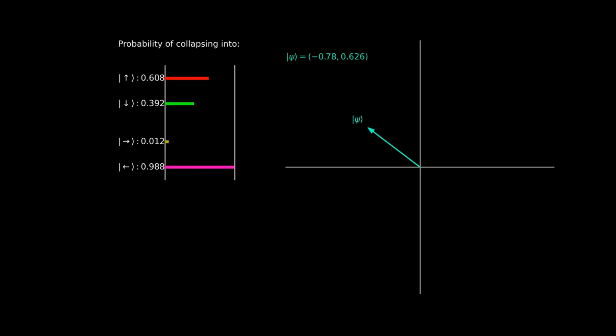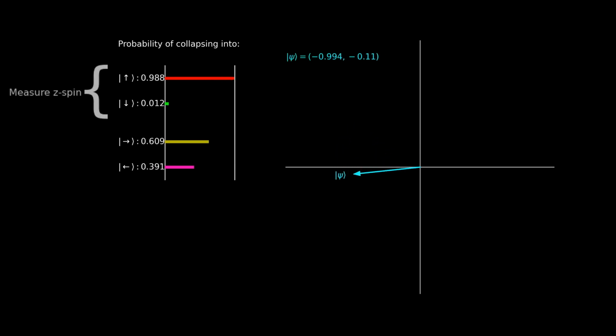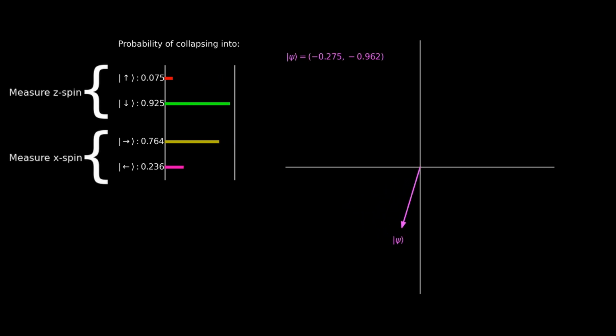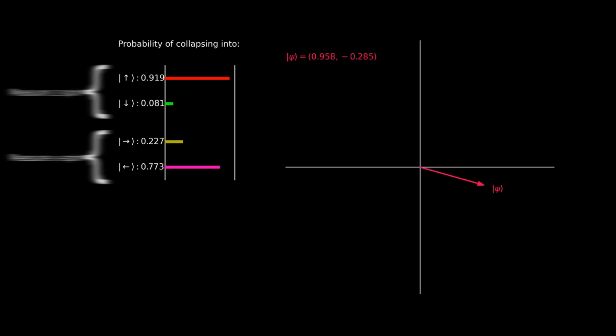Remember that the possible outcomes of our measurement depend on which observable is being measured. If we measure the z-spin, we can only collapse into the up or down states, and never the left or right states. But if we measure the x-spin, then we can only collapse into the left or right states, but never the up or down states. So these probabilities here are assuming that we are measuring the relevant observable.